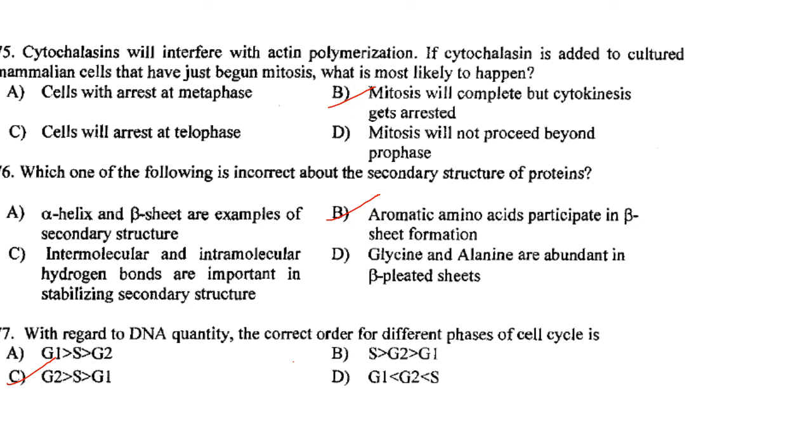With regard to DNA quantity, the correct order for different phases of cell cycle is. So quantity they have asked. So G2 will be having the maximum quantity of DNA. So G2, because G2 comes after S phase. S phase is where DNA replication takes place. In G1, DNA replication doesn't take place. So G2 will be having the maximum quantity of DNA, whereas S will be having less than the G2 phase, and G1 will be having very less. So G2 greater than S greater than G1. So answer is option C.